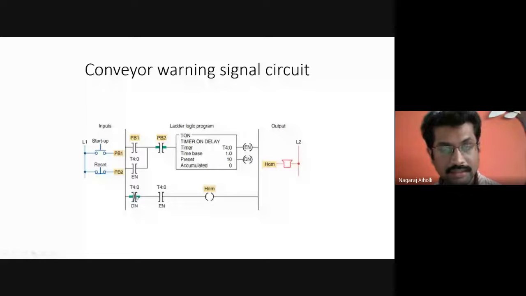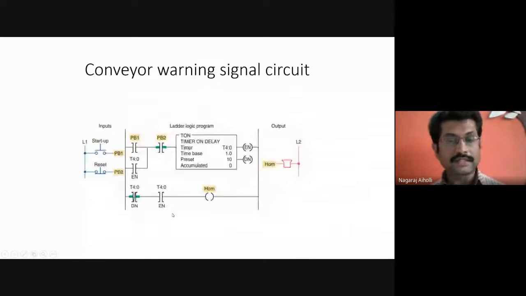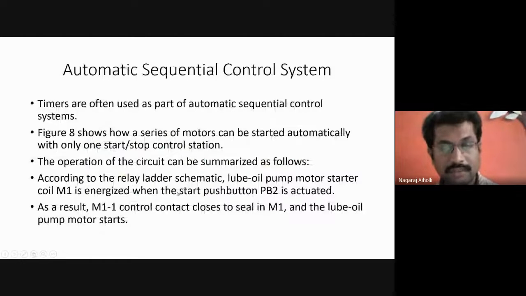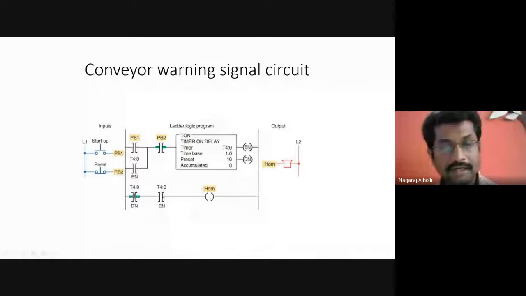Let us go back and see. This is the done bit here, 10 seconds. Once the time delay of 10 seconds has elapsed, the examine if open is actuated when it is in open condition. Only then will it energize the enable bit. We can see this in the relay diagram, where it is easy to analyze. The CR3 coil will be energized, so this examine if open contact will be activated, and then the horn will blow.